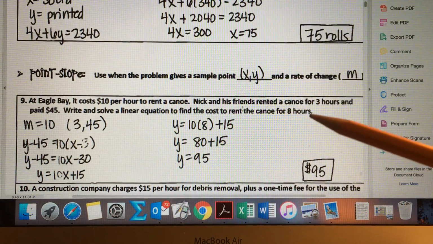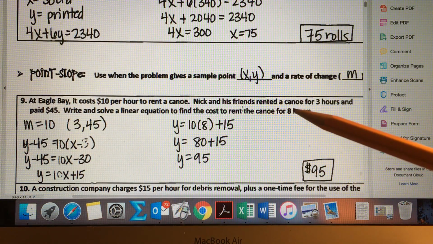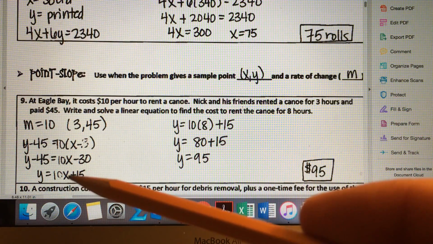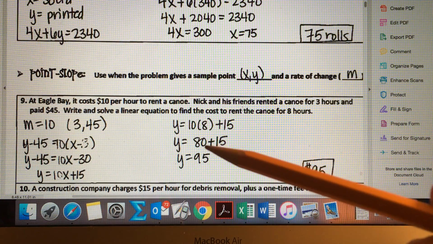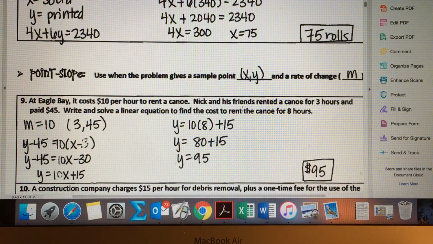Remember, is that giving us the x or the y? That's giving us the x, which is 8 hours. So we substitute in for x with 8. Y equals 80 plus 15. Boom. Y equals $95 to rent the canoe for 8 hours.